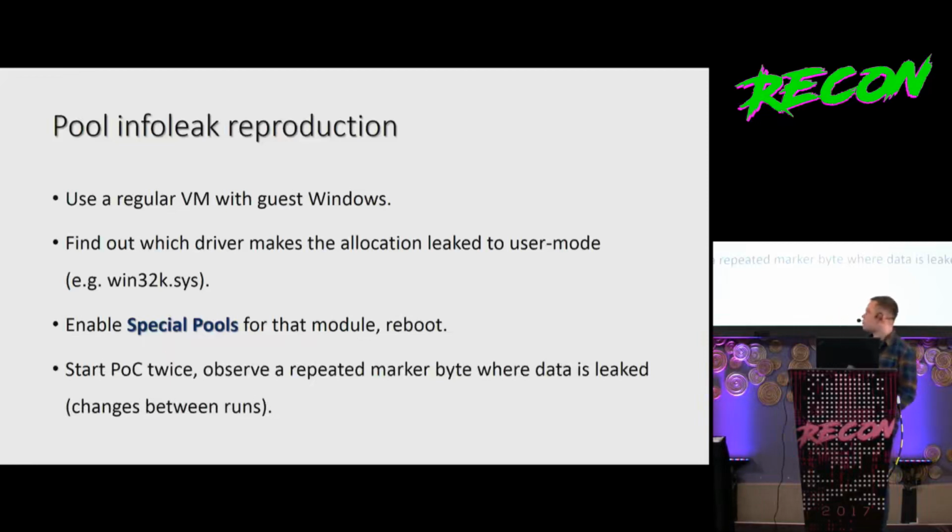So what we have to do to reproduce these pool info leaks is find out which driver is making the allocation that is being leaked to user mode, which is very easy because we already have this information thanks to our metadata in Bochspwn. Then we enable special pools for that module, reboot, and then start the POC twice, make it dump all of the memory that was leaked, and then we can just observe the bytes that are being leaked, that they are changing in between the two runs.